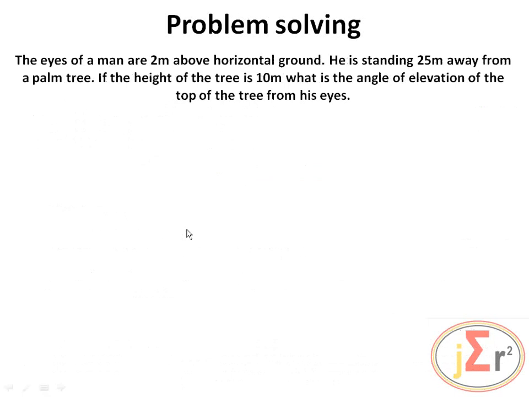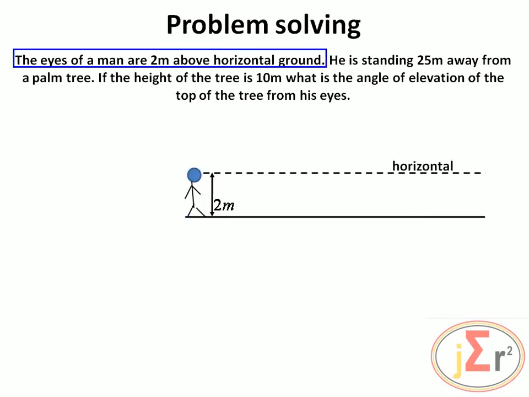Here we have another problem. The eyes of a man are 2 meters above horizontal ground. He is standing 25 meters away from a palm tree. If the height of the tree is 10 meters, what is the angle of elevation of the top of the tree from his eyes? So there's a man standing, and his eyes are 2 meters above the ground.